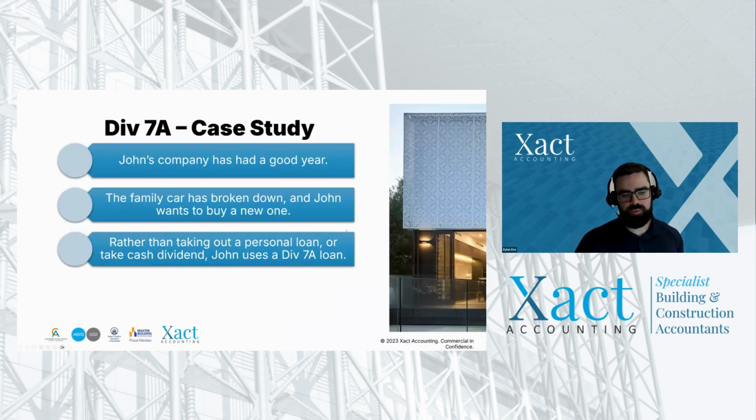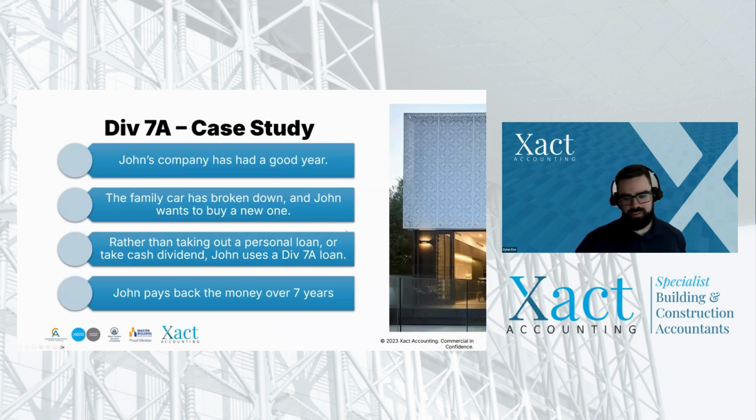This is probably a basic example where John's company, so John's trading and the family car breaks down. So effectively they need to buy a non-company asset. And instead of getting an external loan, or they don't have the funds personally, they take the money out of the business and buy the car personally. That then creates a loan from the company to John and his partner or his family under Division 7A. So now effectively the company is the financier, and John and his wife are going to pay it back over 7 years plus interest.